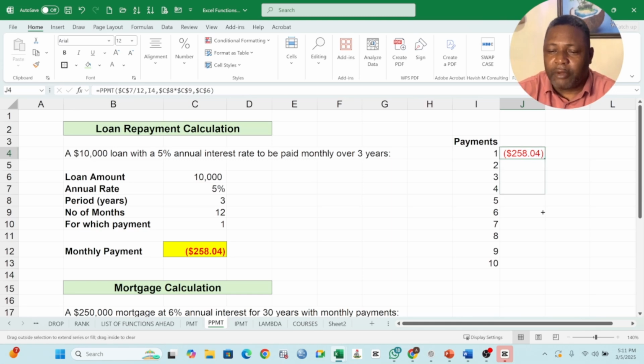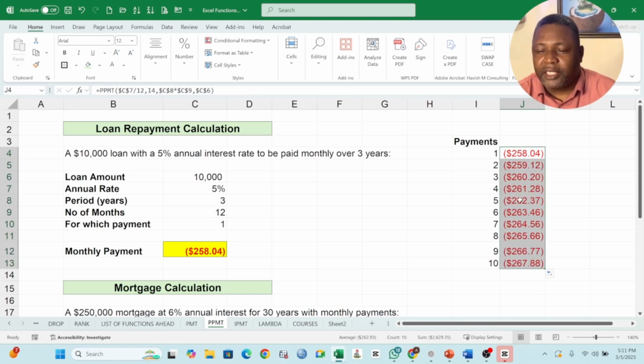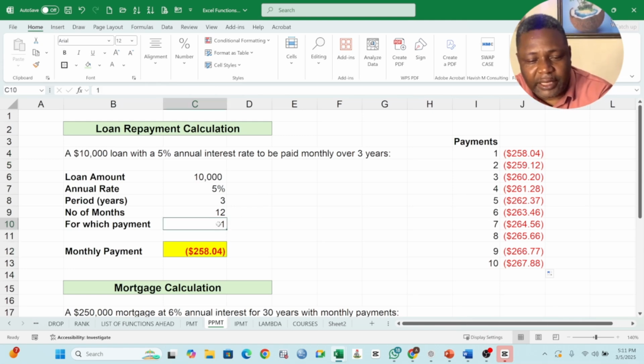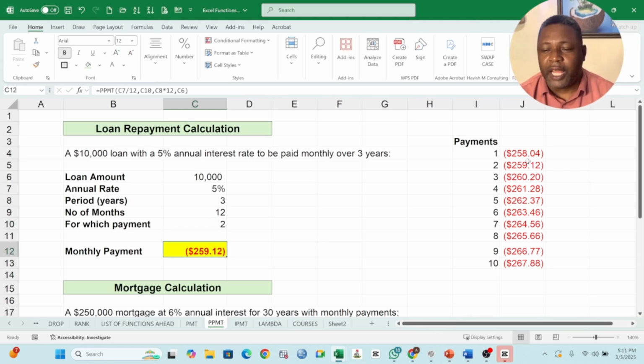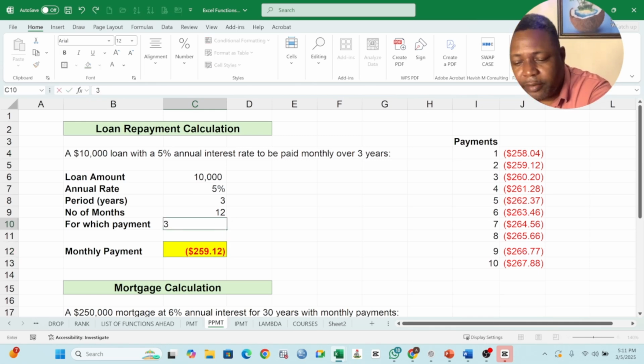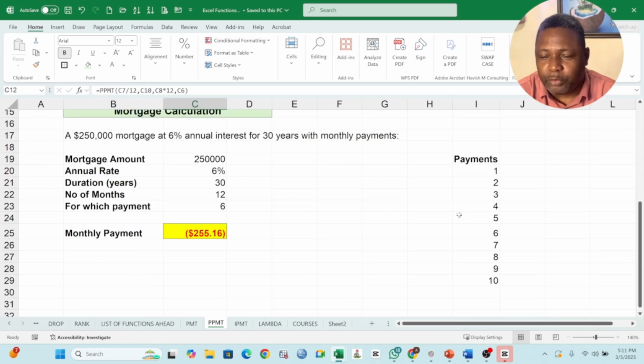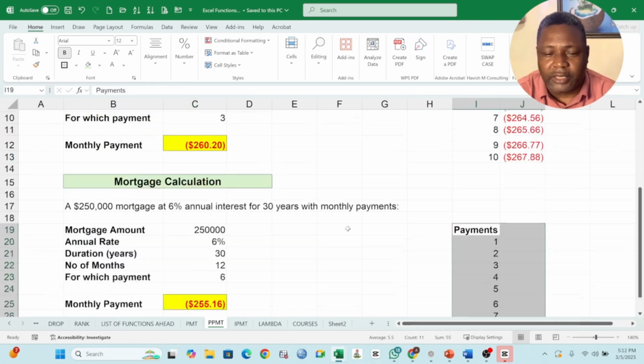So we can now drag downward, and this will show you what I'll be paying for the second. This is the first period. If I change this to 2, you can see that it has changed to 259, which is the same as this. If I change this to 3, it changes to 260, and that is the same thing as what we have here. So the same thing applies to this. So you can always do this.